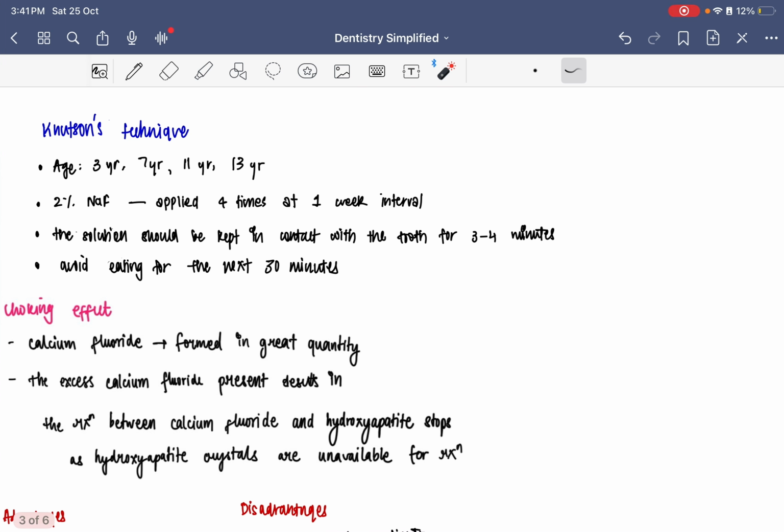Now, Knutson's technique is used mainly at 4 age groups: 3 years, 7 years, 11 years, and 13 years. It is applied at a 1 week interval. The solution should be kept in contact with the teeth for 3 to 4 minutes, and you should tell the patient to avoid eating after the application for the next 30 minutes.